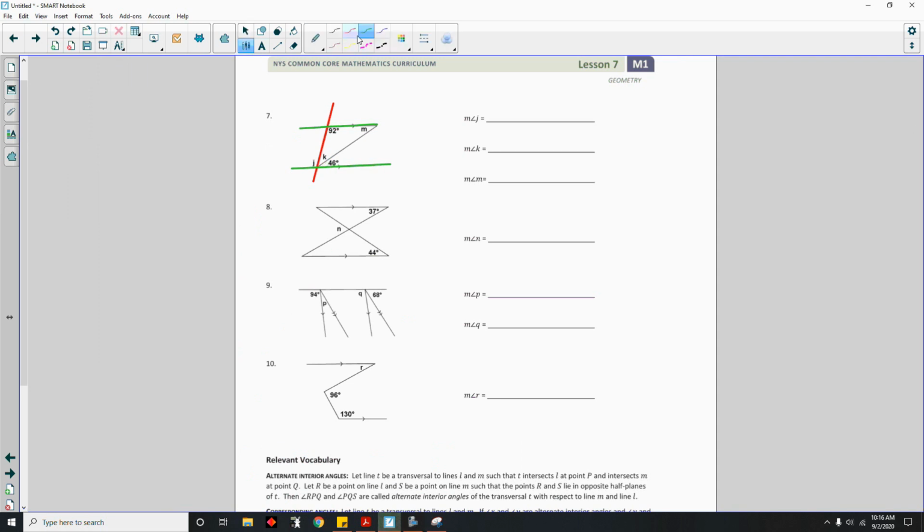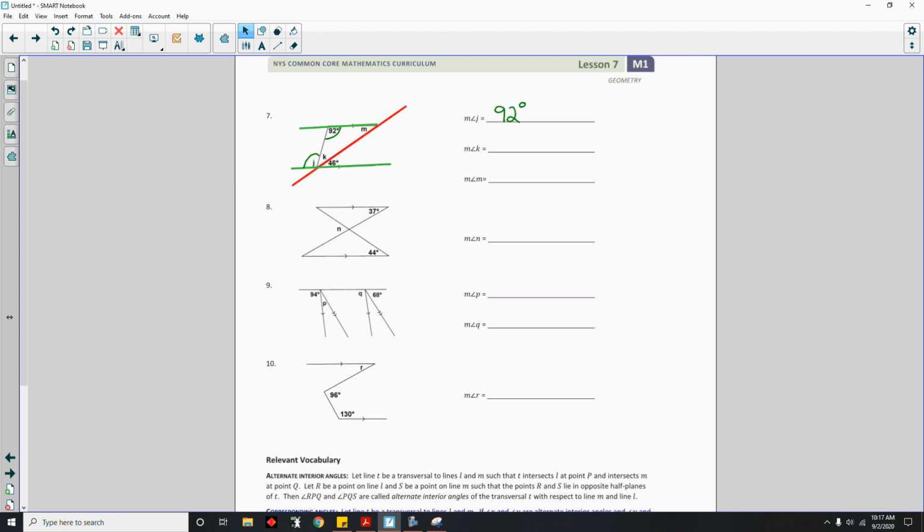Okay, page 4 brings us to more exercises. So exercise 7, I've drawn the parallel lines green and the transversal red to focus on J. So this and this are what? They're in between the parallel lines, on opposite sides. Alternate interior angles are congruent. The measure of angle J is 92 degrees. Now I'm going to take my transversal and focus on the other transversal.